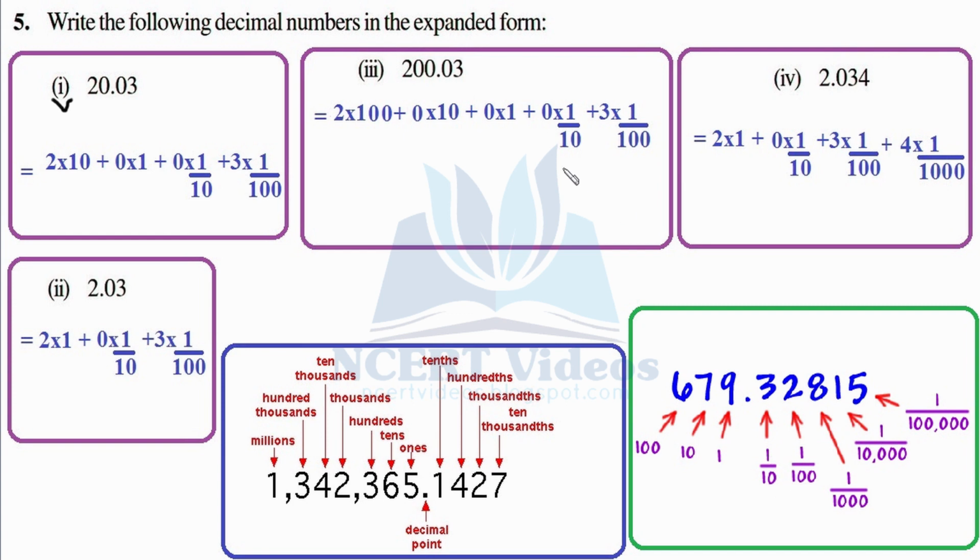Now it is 1 over 10. That's why it came 1 over 10. Then again plus 3 as it is. Then 1 over 100. Why? Because after 2 decimal it is 100. This is how you do your questions.